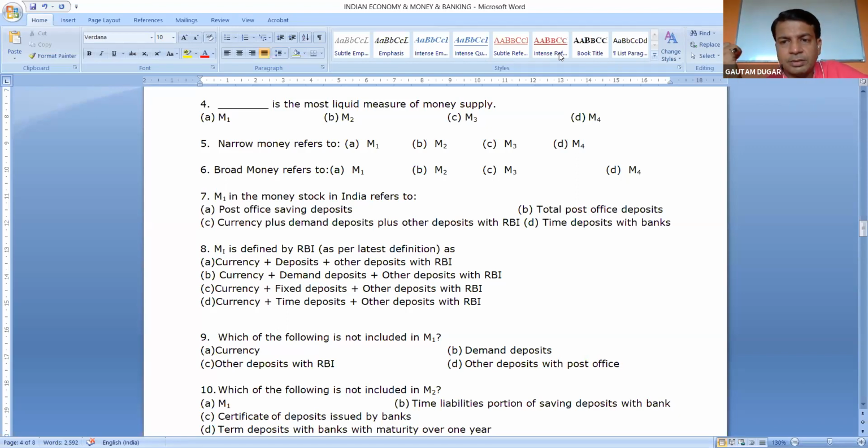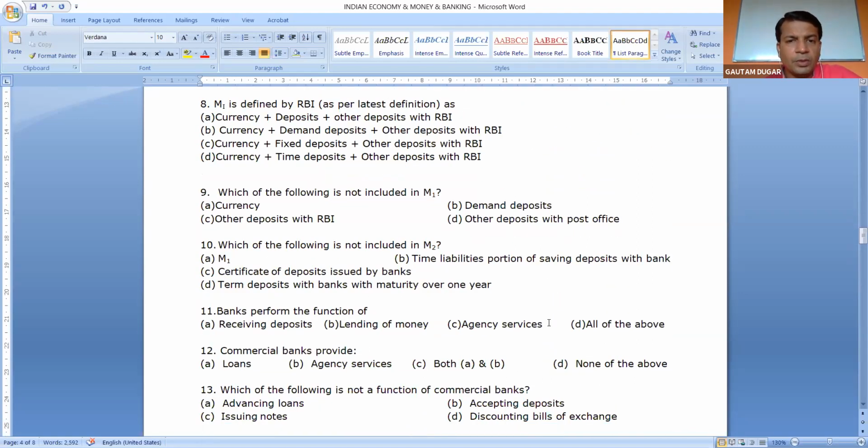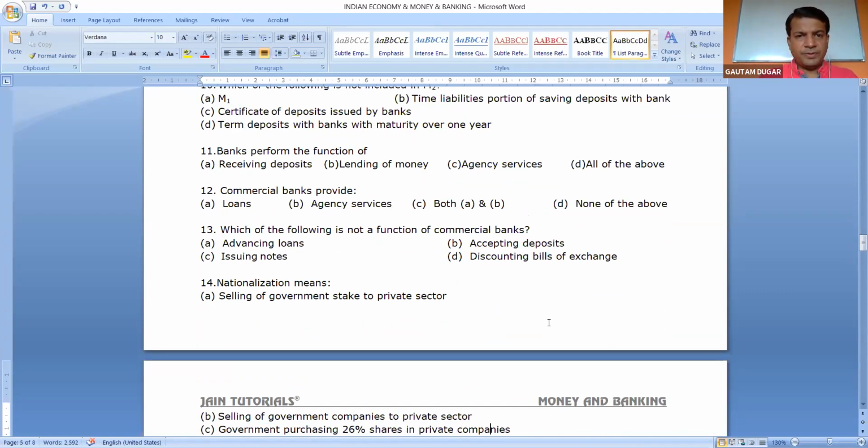Shivani, Pallavi, Tanu, everyone. Number 8. M1 is defined by RBI as per the latest definition. Yes, it's B. Currency plus demand deposits plus other deposits. Which of the following is not included in M1? Question number 9. Obviously, other deposits with post office is not included in M1. I'll move on to a bit different questions.